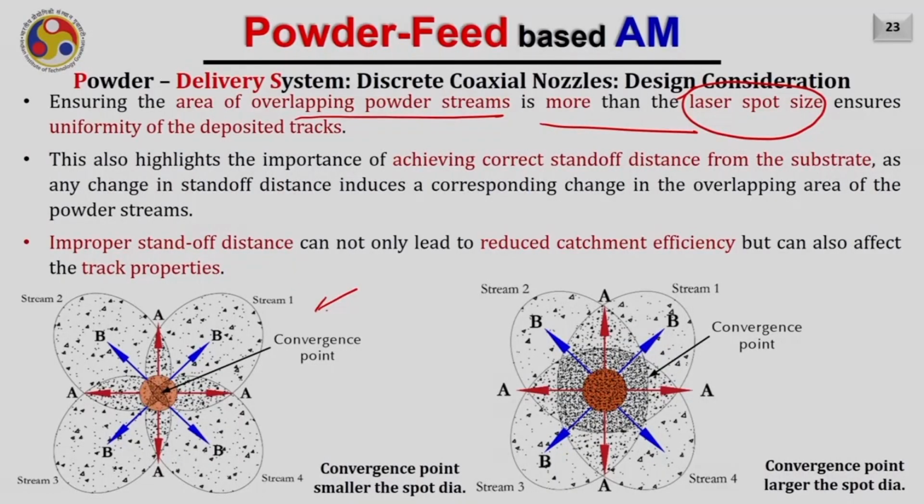So why is it really required? Let us try to see here. As you can see in this diagram, there are stream 1, stream 2, stream 3 and stream 4. They are getting merged and they have correspondingly the overlapping area. Like in this zone, two beams are merged together. In these zones, two streams are merged together or overlap together. Whereas in these zones, if I consider this particular zone, three streams have been merged together.